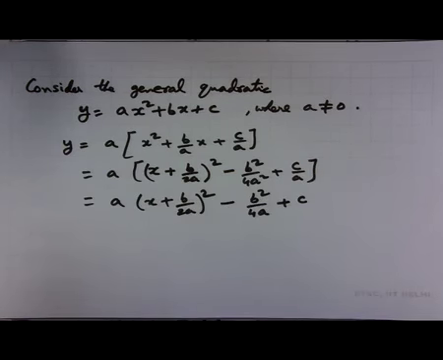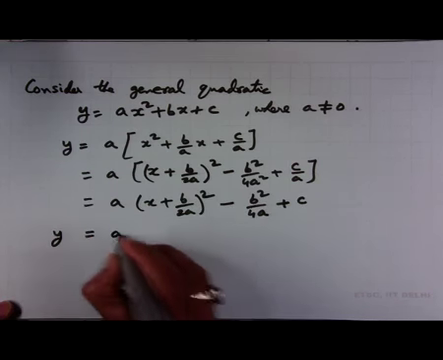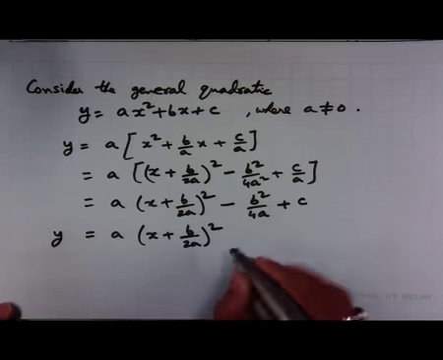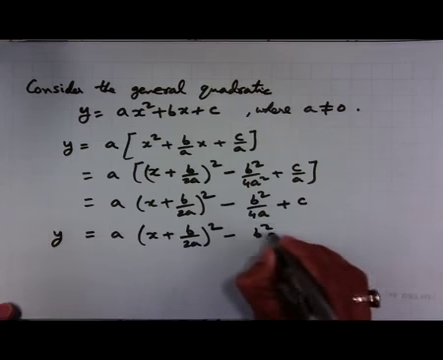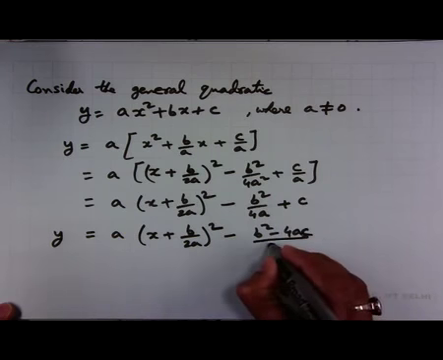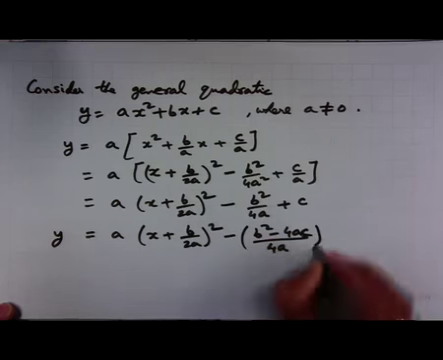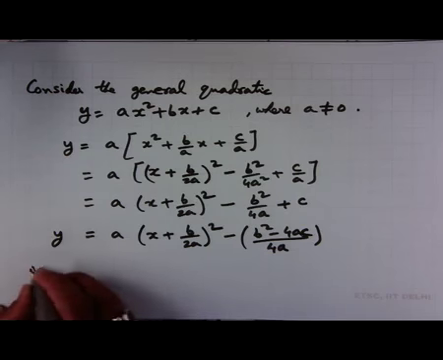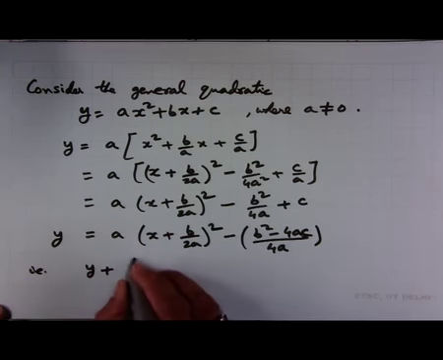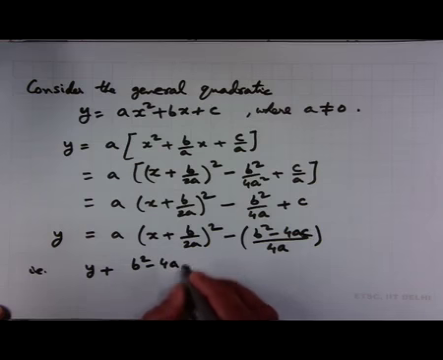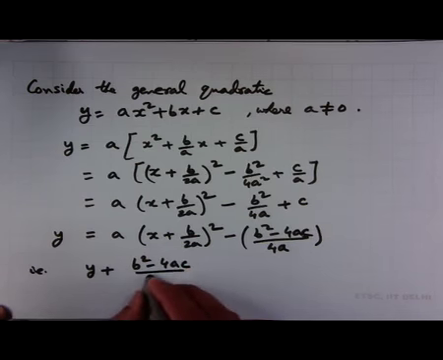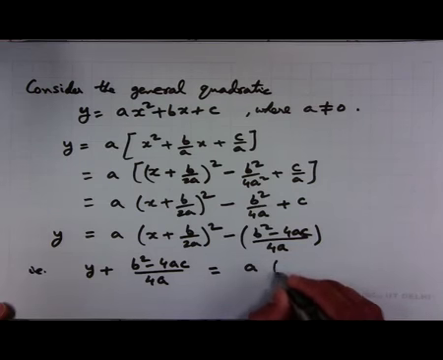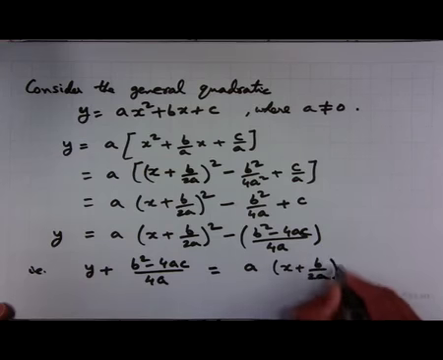So, this is y is equal to a times x plus b by 2 a whole square minus b square minus 4 a c by 4 a. Or this can be written as y plus b square minus 4 a c by 4 a is equal to a times x plus b by 2 a squared.